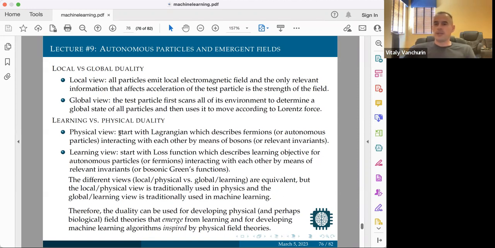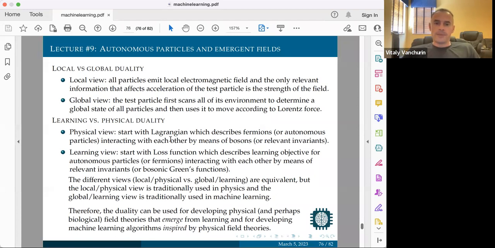And once I take this step, then I can complete this and get from the learning objective, from the loss function, to a Lagrangian. And so here are the two languages, right? If you want to start with a Lagrangian, go ahead, but there must be some learning loss function there. If you want to start with a loss function, also go ahead, but there must be some Lagrangian description at the end of that. Question.